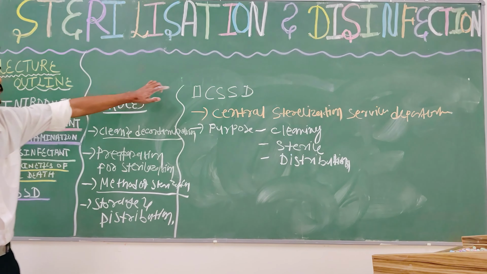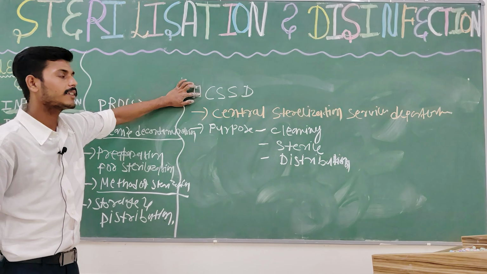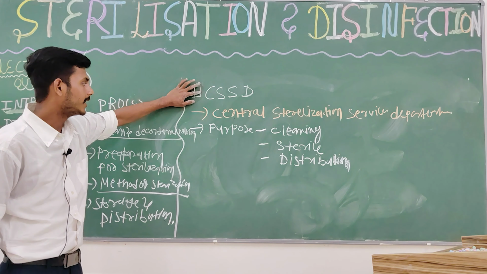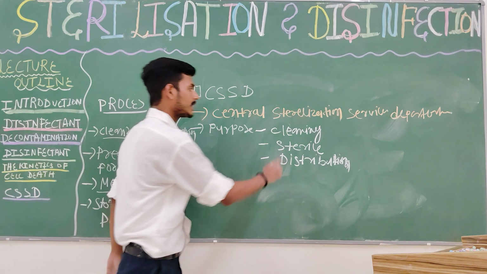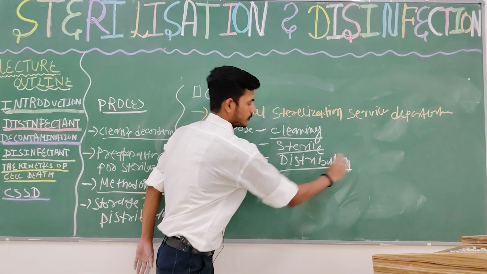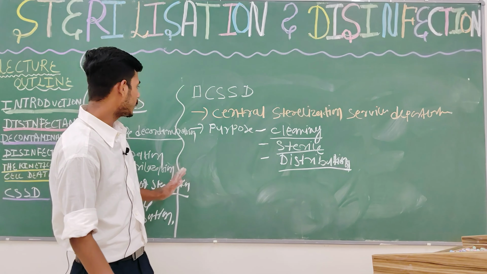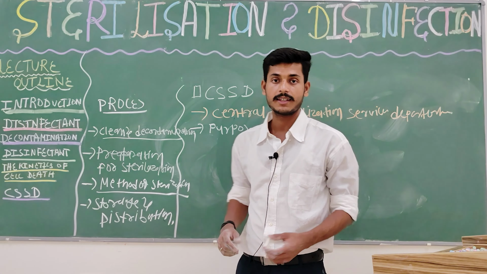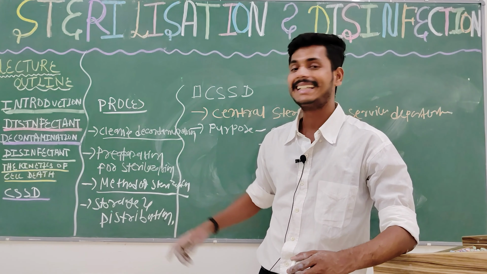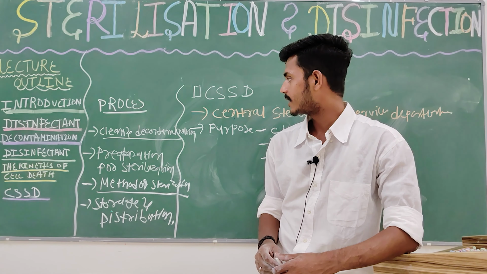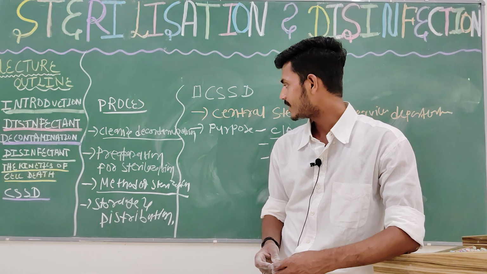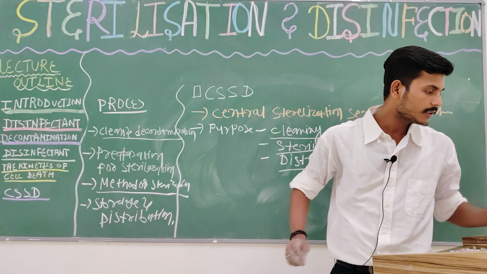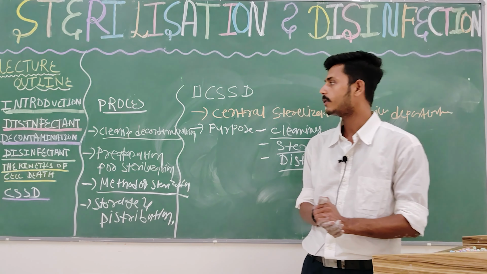So once again, what is CSSD? It is the Central Sterilization Service Department, and it is situated in the hospital. The main purpose is cleaning, sterilization and distribution. Got the points? Now, what is the process of sterilization in CSSD? The first is cleaning and decontamination. The next is preparation for sterilization. Another is the method of sterilization, and then storage and distribution. Got the point? No problem.